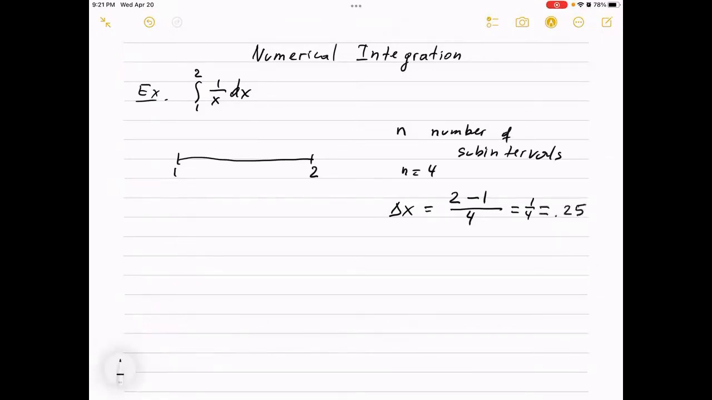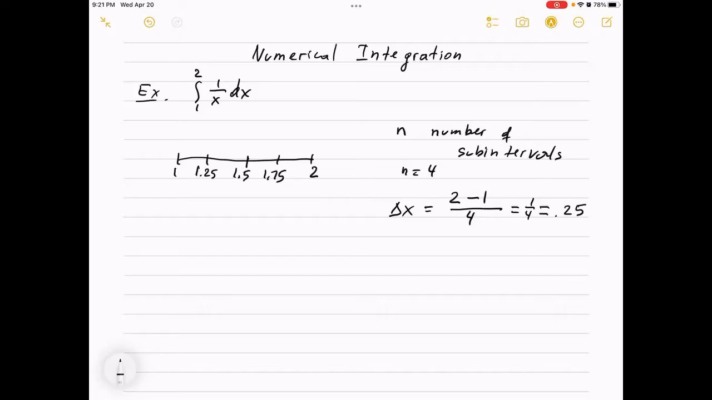Now, if I mark these points in the interval from 1 to 2, I'm going to get 4 subintervals. My endpoints are going to be 1.25, 1.5, 1.75, if I go by 0.25 from left to right.